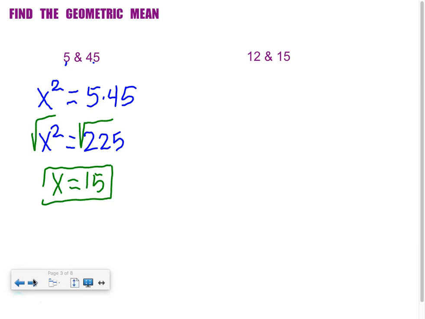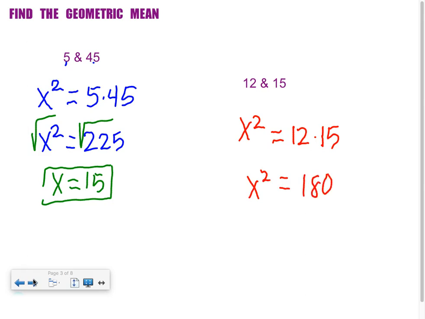Let's try another one with 12 and 15 here. What is 12 times 15? 180. Okay. Don't hate me, but this is good practice. We're going to simplify our radicals for this section. Remember, if we take the square root of 180, it's a decimal, right? It's not a whole number. It's not a perfect square. So we have to figure out what perfect squares fit evenly into 180.